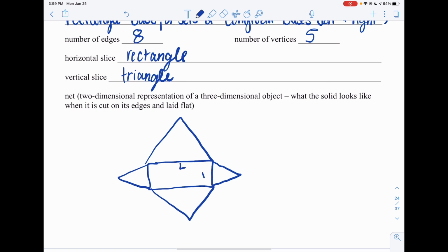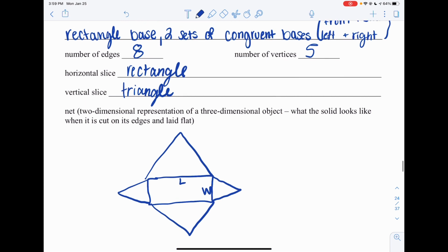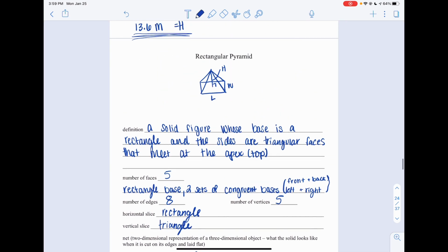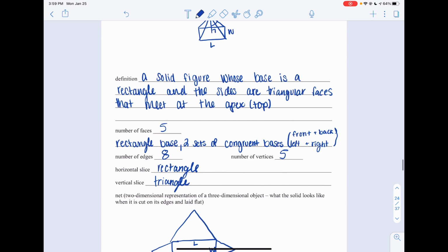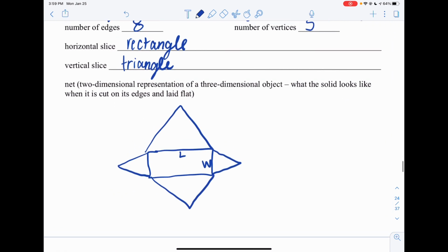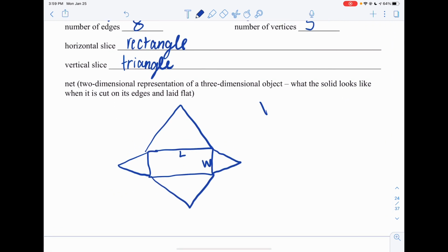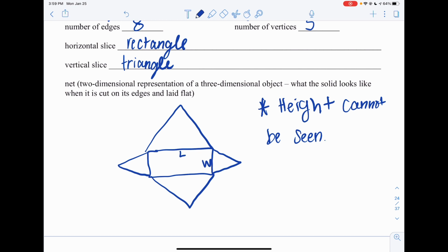And I'm going to go ahead and label my sides as well. So remember, I have a length and then I have a width. When we drew a sketch of my rectangular pyramid up here, I also had a height. But when I flatten something out, I no longer have a height. So that height, once again, cannot be seen. Okay, so the height cannot be seen.